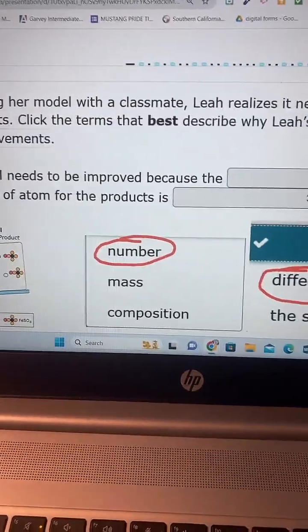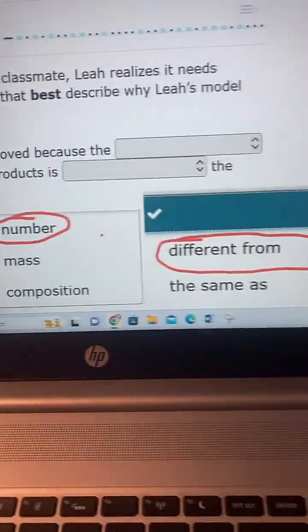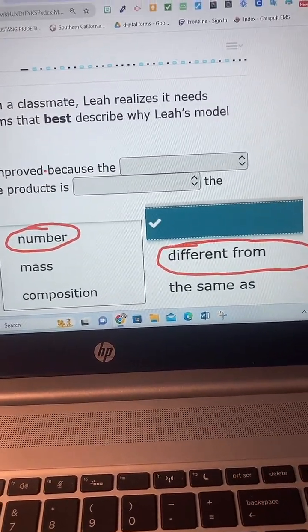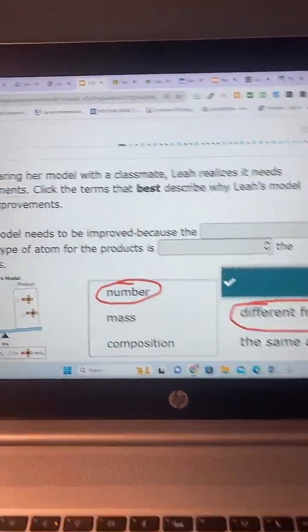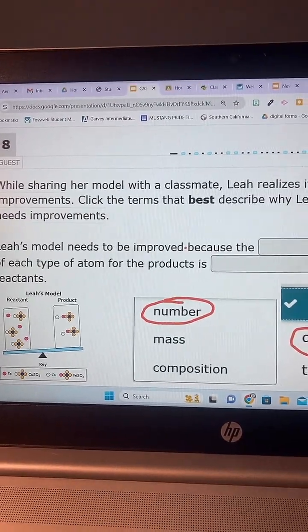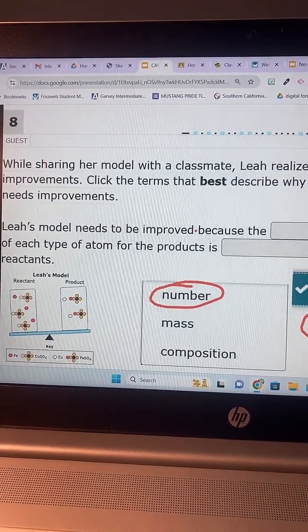If it worked, the number of atoms, even though the molecules are different, would remain the same. That is the law of conservation of matter. And that's what you need to know in this part of the problem. The atoms and the masses are staying the same because of the law of conservation of matter.